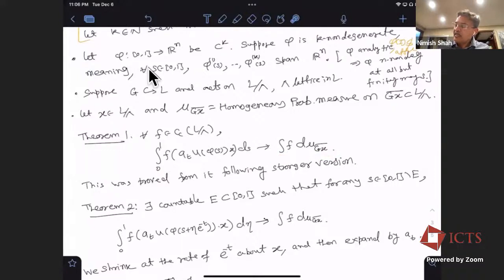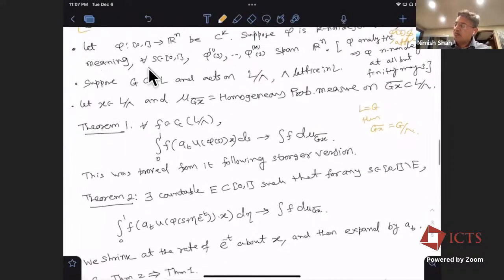See, everything is happening inside Gx. Okay, so this measure cannot go outside Gx closure. But in fact, what this is saying is that the limit measure is actually equal to this measure on Gx closure. So for example, if L equals G, then Gx closure equals G mod gamma or G mod lambda. Okay, so it is a little more general than before.